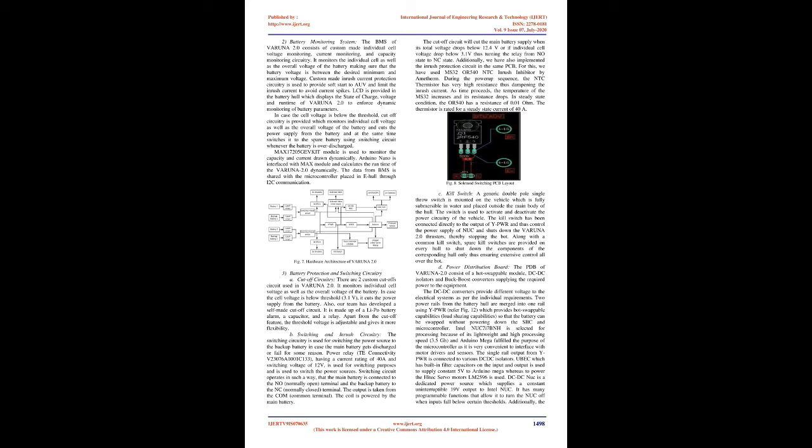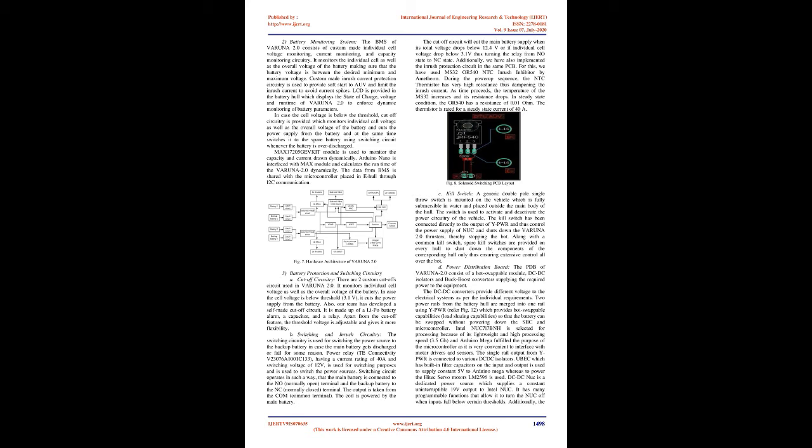3. Battery protection and switching circuitry. A. Cut-off circuitry. There are two custom cut-off circuits used in VARUNA 2.0. It monitors individual cell voltage as well as the overall voltage of the battery. In case the cell voltage is below the threshold, 3.1 V, it cuts the power supply from the battery. Also, our team has developed a self-made cut-off circuit. It is made up of a LiPo battery alarm, a capacitor, and a relay. Apart from the cut-off feature, the threshold voltage is adjustable, which gives it more flexibility.